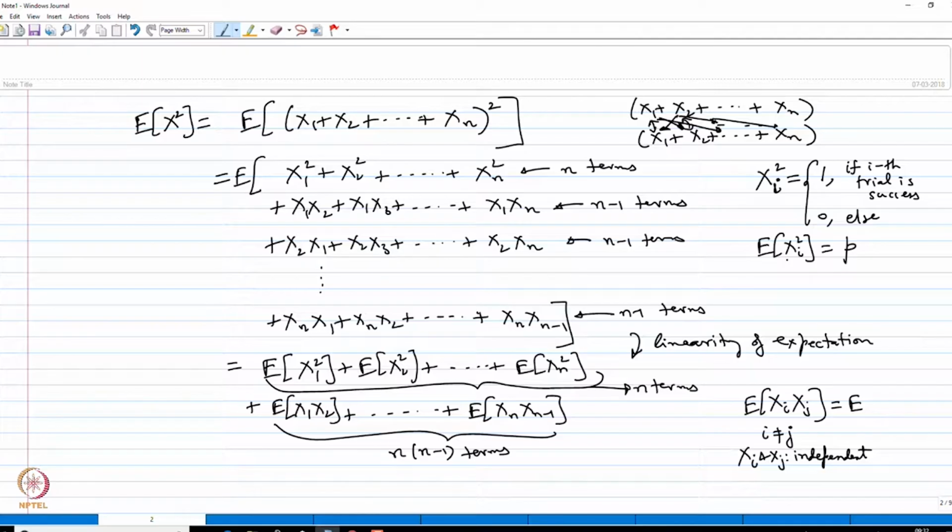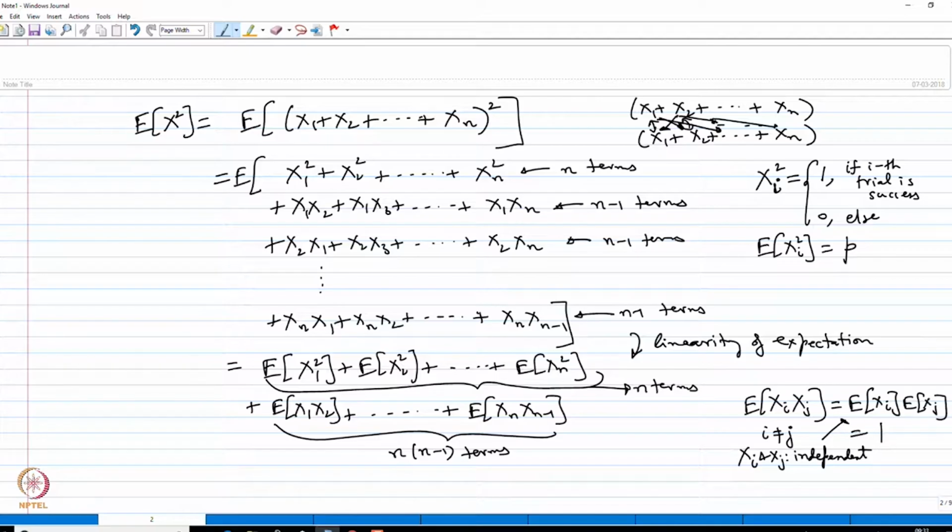Remember in the previous case, the expected value of xi squared you will get if i is equal to j. If i is equal to j, xi and xi are not independent, so you have to calculate xi squared carefully. But if i is not equal to j, the expected value of xi xj: xi and xj are independent. So once they are independent, you can do the calculation very easily. So this becomes expected value of xi times expected value of xj.